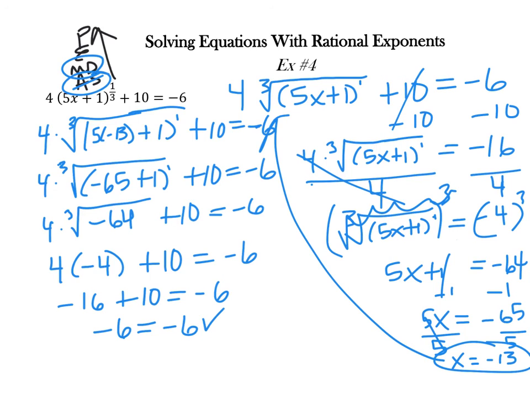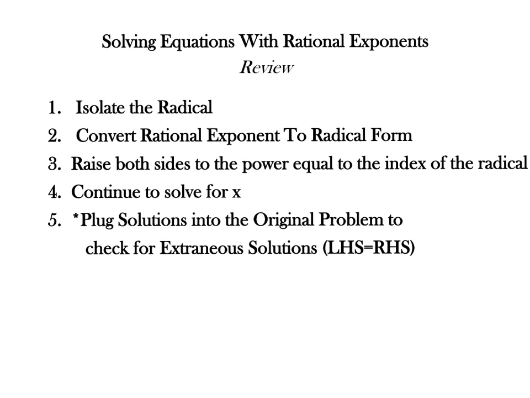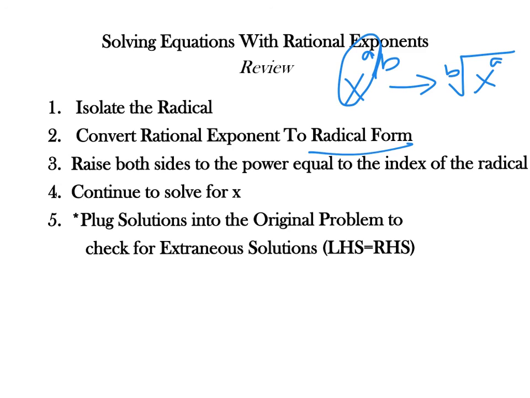Alright, so let's just review real quick. To recap, remember, ideally the very first step is to isolate the radical. Use SADMEP by doing PEMDAS backwards to isolate the radical. And then you want to convert that rational exponent to radical form. Remember that x to the a over b, the denominator is the index, and then the numerator stays with the x value. You first want to convert it to radical form. Once it's in radical form, you can then go ahead and start solving both sides by raising it to the index, leaving it by itself.